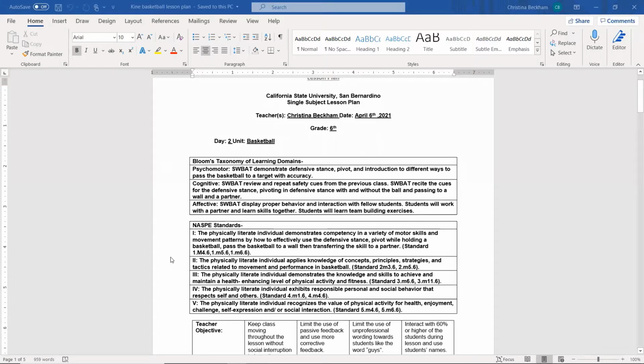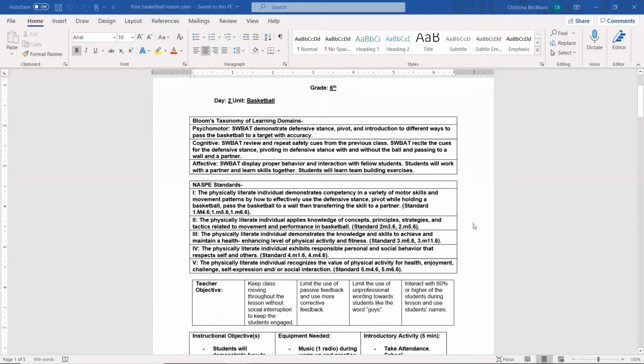For the SHAPE standards, the physically literate individual demonstrates competency in a variety of motor skills and movement patterns by learning how to effectively use the defensive stance, pivot while holding a basketball, pass the basketball to a wall, then transferring the skill to a partner. The physically literate individual applies knowledge of concepts, principles, strategies, and tactics related to the movement and performance in basketball.